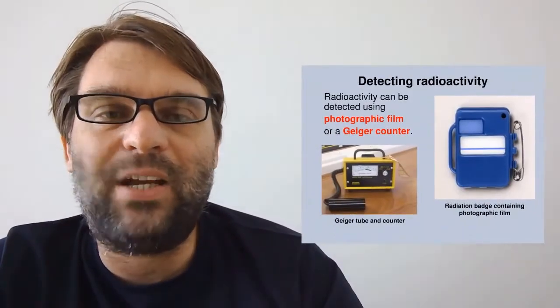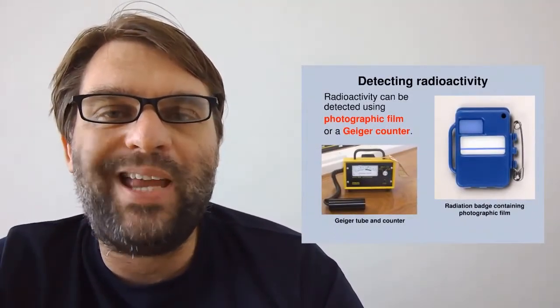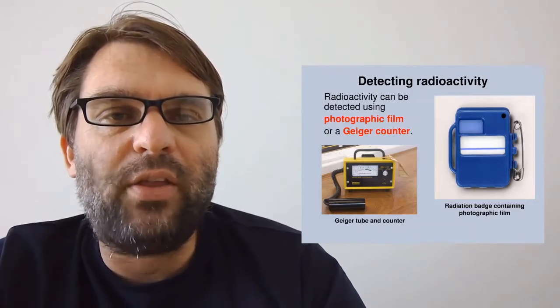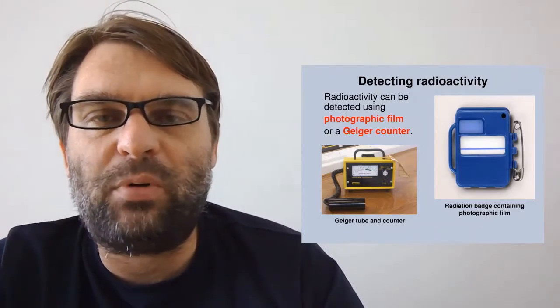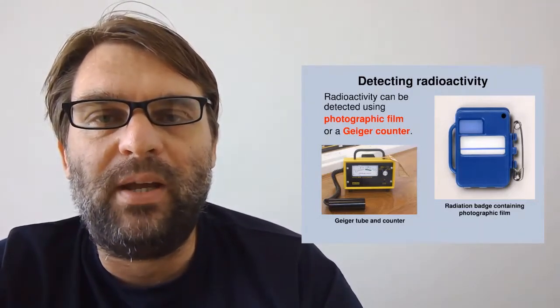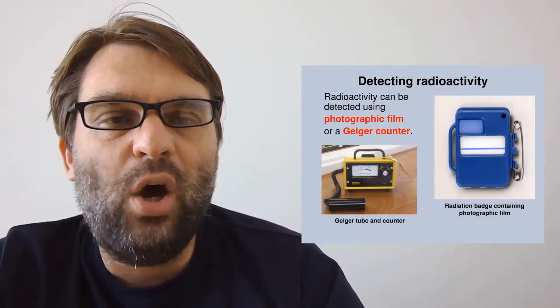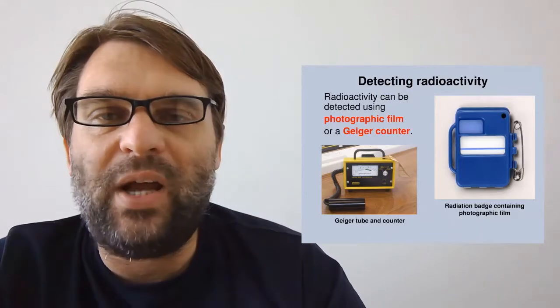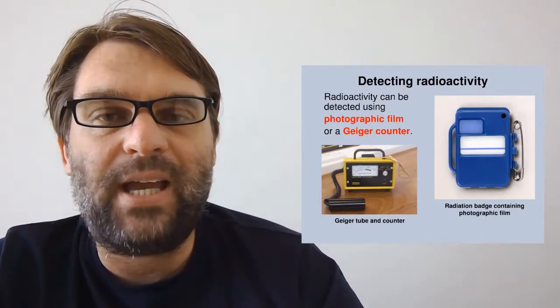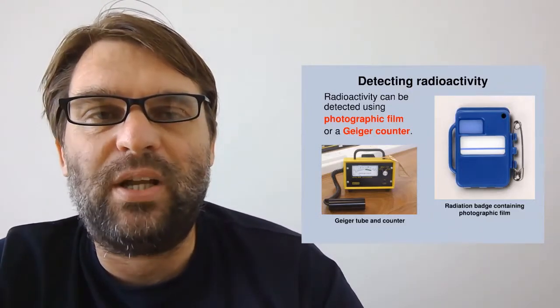Right, so how do we detect radiation? There are two ways you can detect it, either through a Geiger counter, which you've probably seen in movies, which pings off once ionizing radiation passes through it, or through a radioactive badge, which goes black if there is ionizing radiation about.